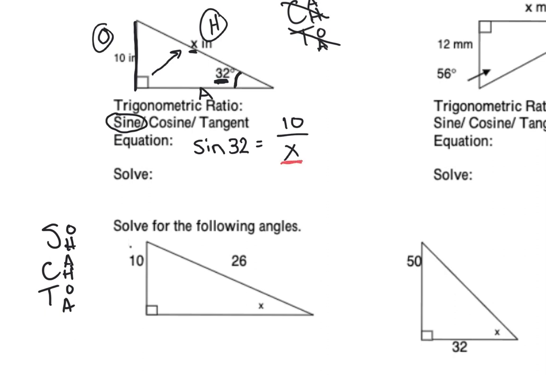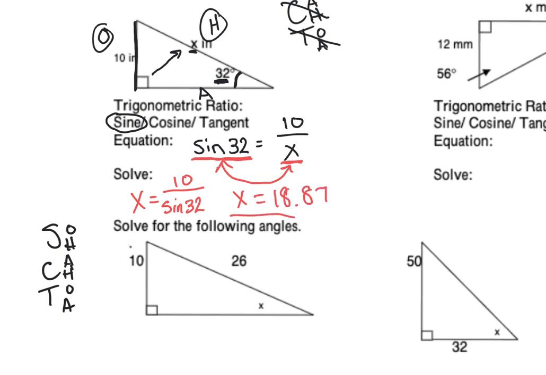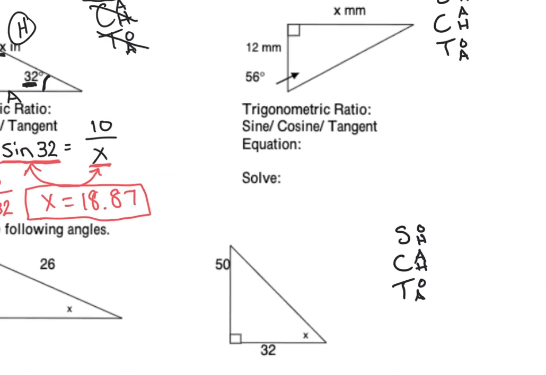Remember, this is the trick here. If x is on the bottom, or if you want to think of it as the numbers on the top, x is on the bottom, the x and the sine 32 will switch places. So it'll look something like this. x equals 10 on top, sine 32 on the bottom. And when you put that into the calculator, make sure your calculator's in degree mode, you should get x equals 18.87. I'm rounding to 2 decimal places since it does say to the 100th place. That's number 8. So moving on to number 9.